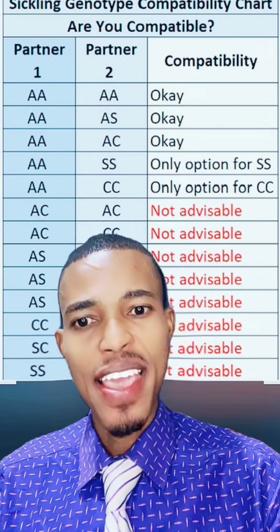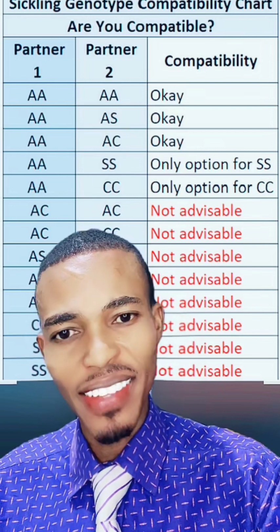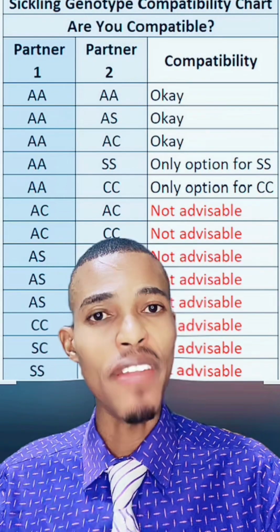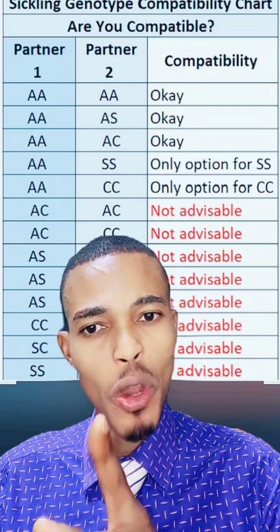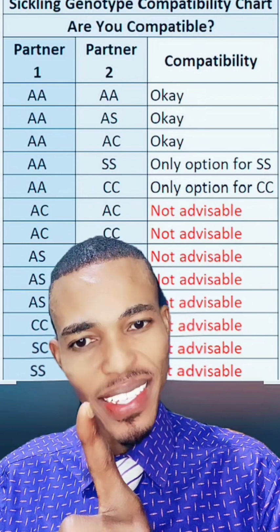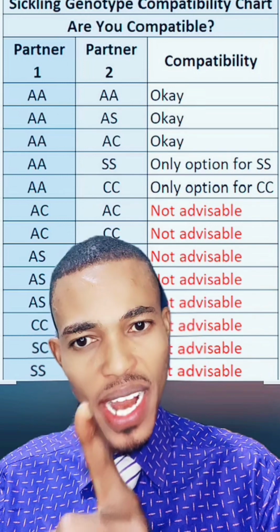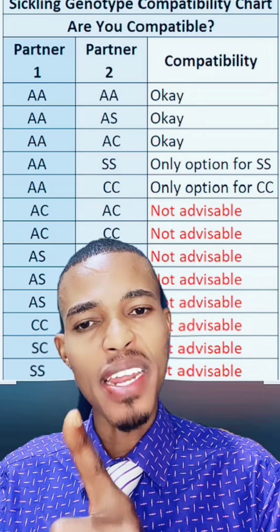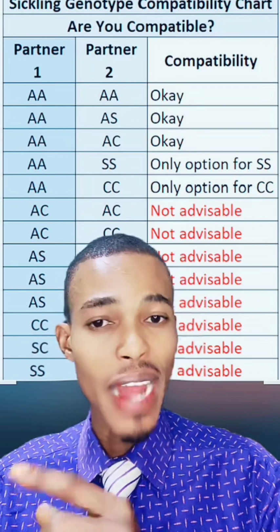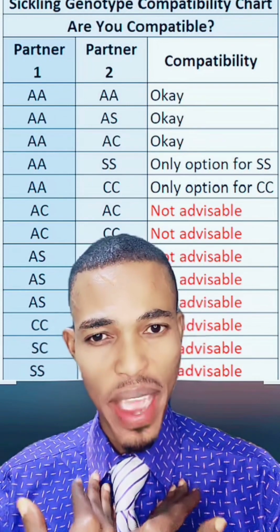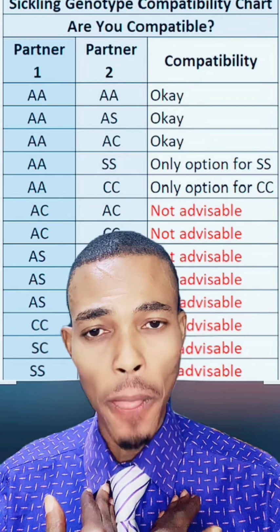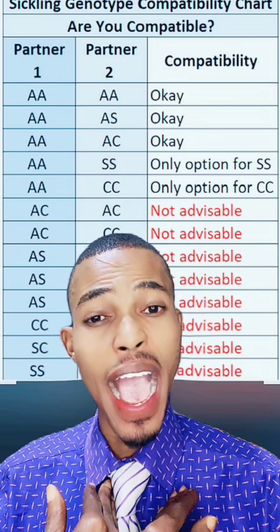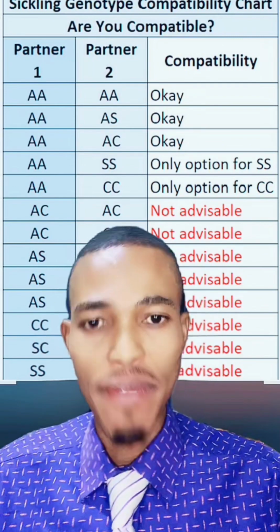AC is a carrier. AC is a carrier. All right, it's just like somebody having AS. When you have AC, it's a carrier state. It's not sickle cell. The person is having an abnormal hemoglobin, and the abnormal hemoglobin is the C part. The normal one is the AA. The C is abnormal. So it's like somebody having AS. If you have AC, that is also a carrier state. I am a carrier. My genotype is AS. And carriers are not sickle cell patients. All right? They are carriers. They are having a trait, but they live a normal life.